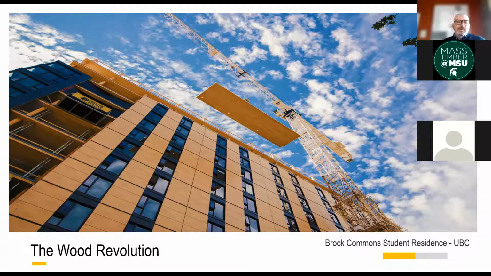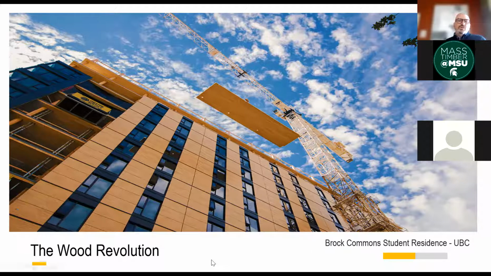We're in the midst of a revolution that began in Europe about 30 years ago and has landed on the shores of British Columbia about 10 or 12 years ago. The revolution is characterized by buildings that are being prefabricated off-site and shipped to site where they are being assembled rather than constructed in the traditional sense. The building that you see here is the Brock Commons student residence at the University of British Columbia. I think it's reflective of the future of mass timber construction.